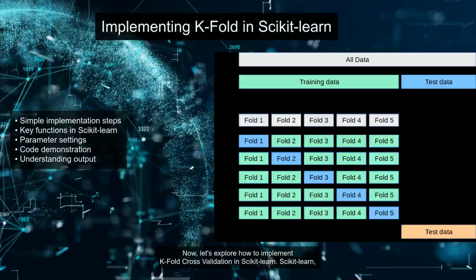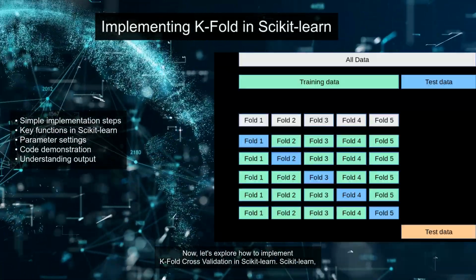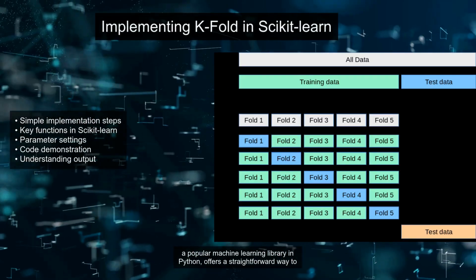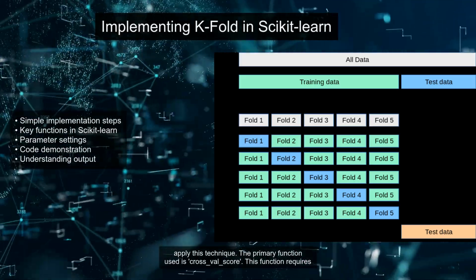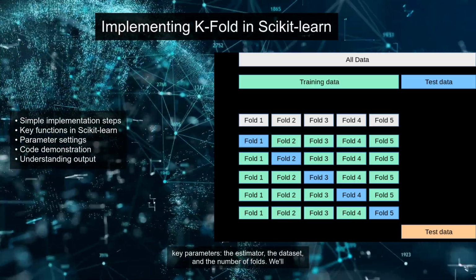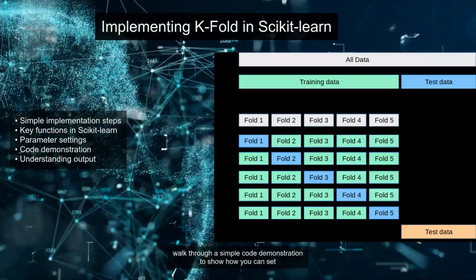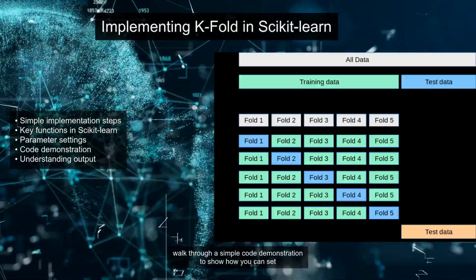Now, let's explore how to implement k-fold cross-validation in Scikit-learn. Scikit-learn, a popular machine learning library in Python, offers a straightforward way to apply this technique. The primary function used is cross_val_score. This function requires key parameters: the estimator, the dataset, and the number of folds.